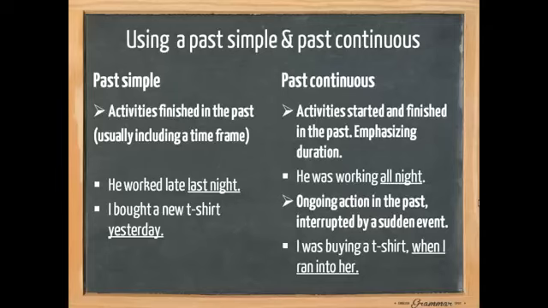Please note that for the interruption we use a past simple. So we often find a past continuous and a past simple in the same sentence, where the past continuous shows us that it was a continuing activity and the past simple shows us the interruption of that activity.